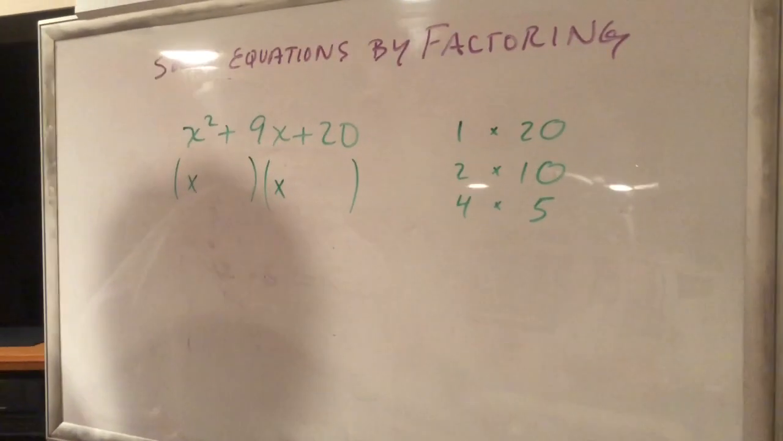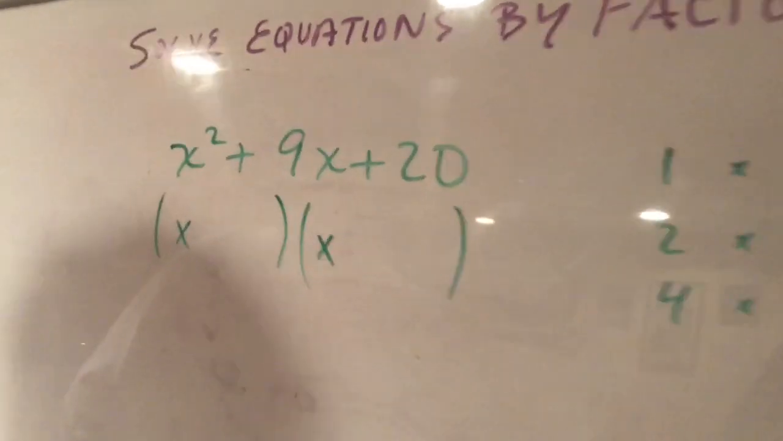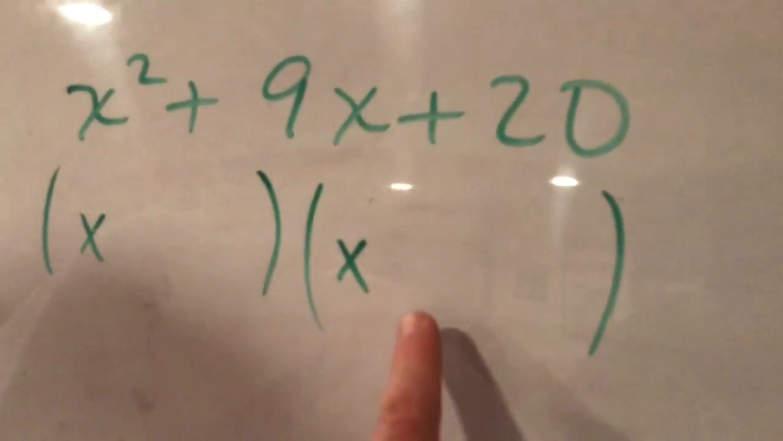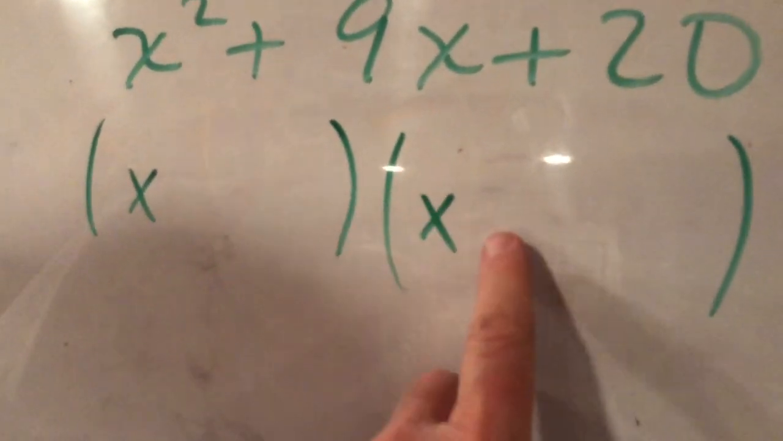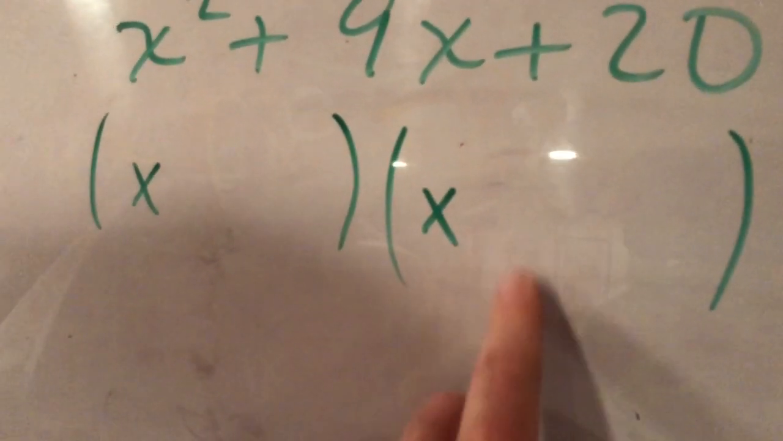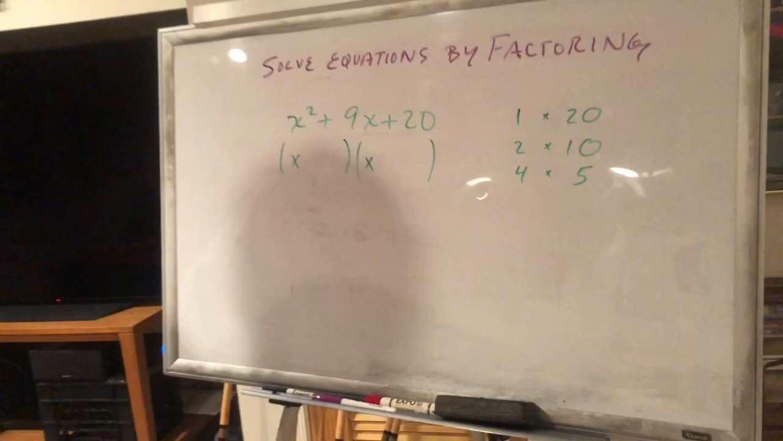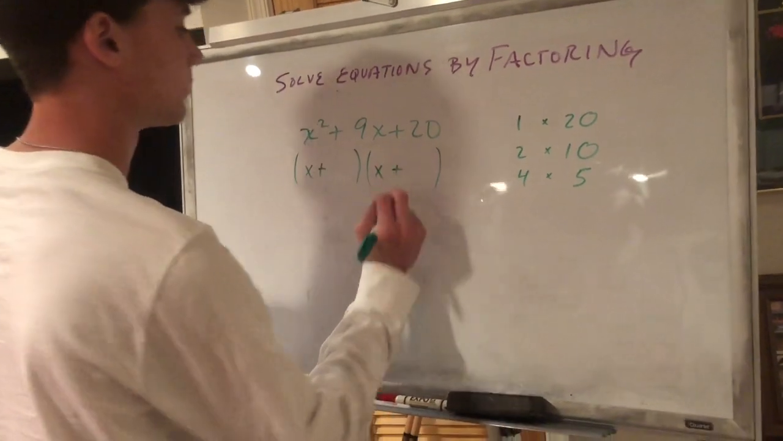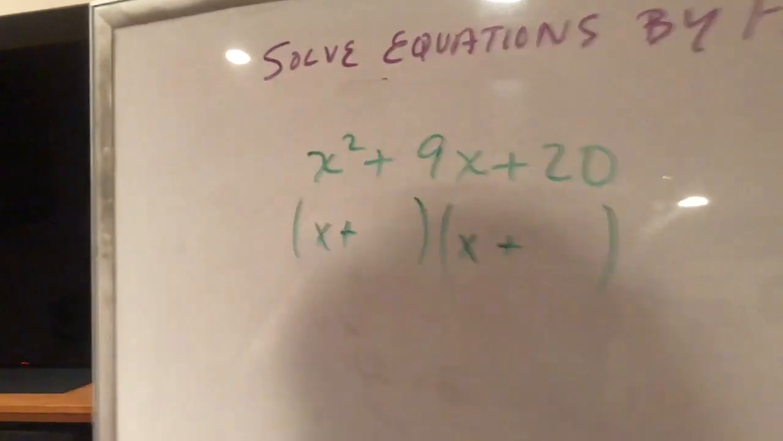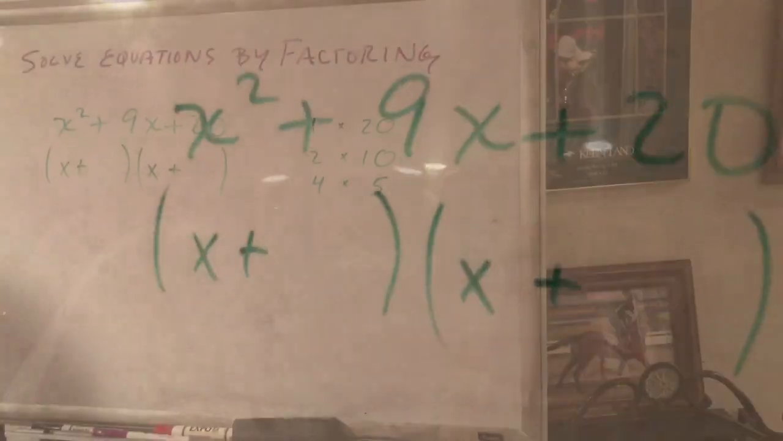So anytime the third term is a plus, we know that both of these signs are going to be the same. They're either both going to be minus or they're both going to be plus. Now, how do we know which one it is? Well, Owen's going to show us by putting pluses in, that in this case it's plus. And the reason that it's plus is because the middle term, which is 9x, is positive.